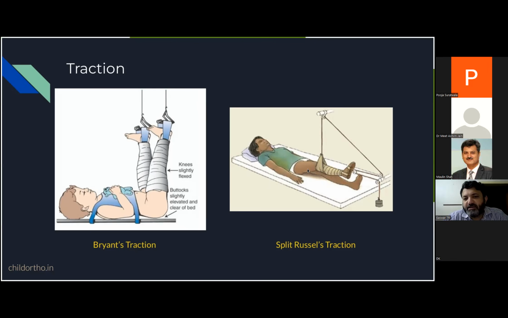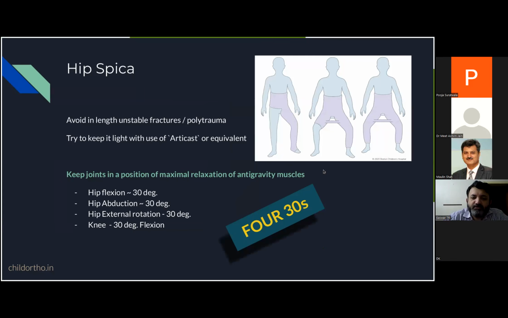So that to relax the femur, there is a slight knee flexion here. If you do apply the Spica, there is a position that you have to be aware of. You have to remember the 430s. That is, you have to abduct the hip by about 30 degrees. You have to flex it by about 30 to 40 degrees. You have to externally rotate by the same amount, and also flex the knee by the same amount.